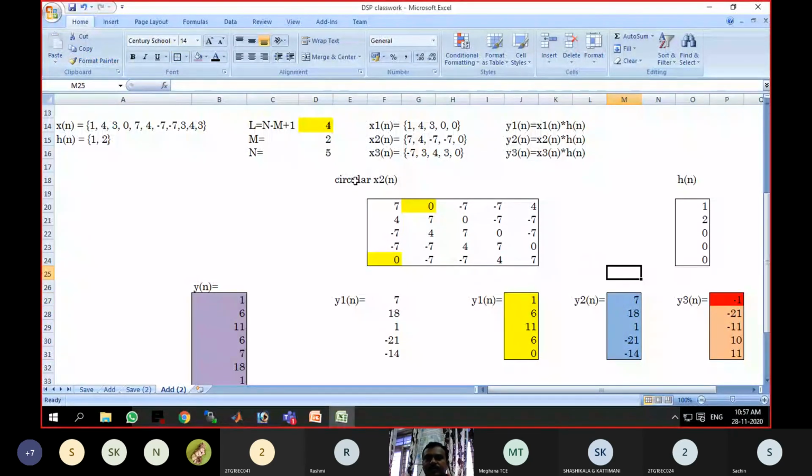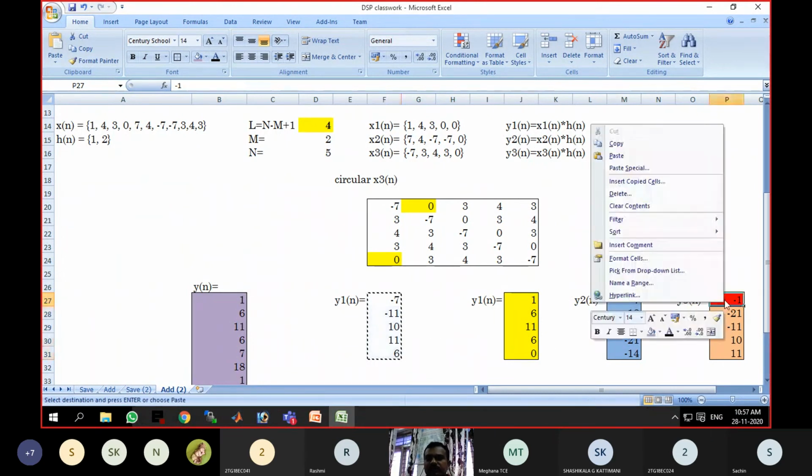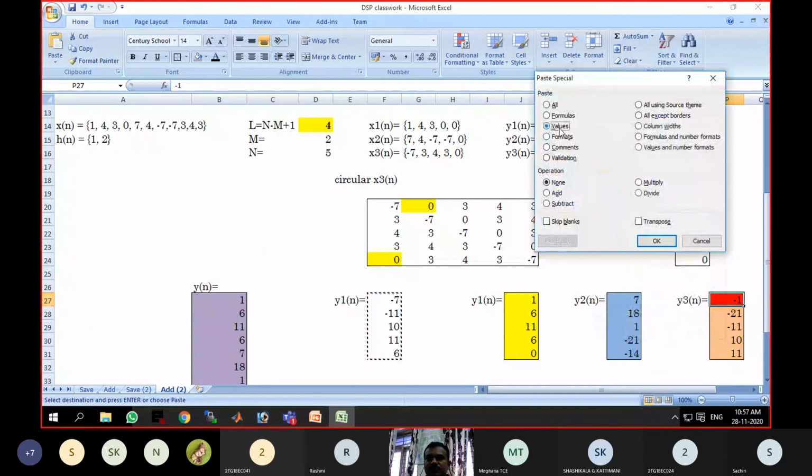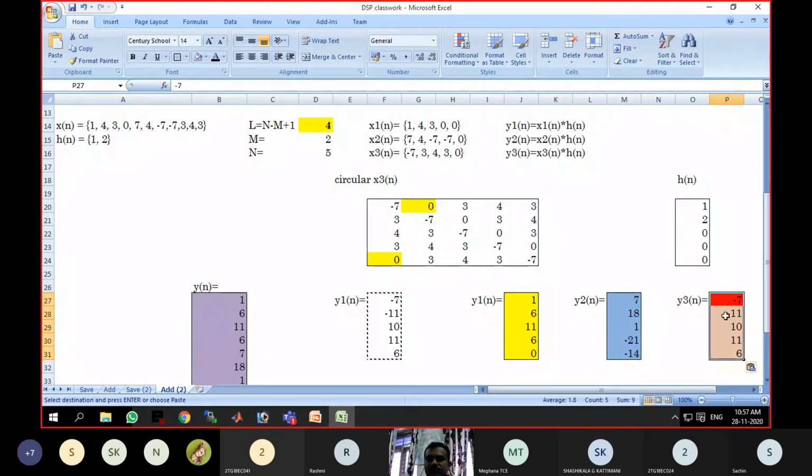Then similarly, we have to calculate y3. It is the creation of the circular matrix of x3 multiplied with the h matrix. So how to create x3? It is minus 7, 3, 4, 3, and 0. So the calculation is minus 7, minus 11, 10, 11, and 6. So I got the values.